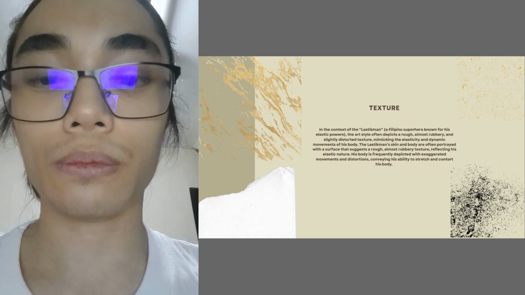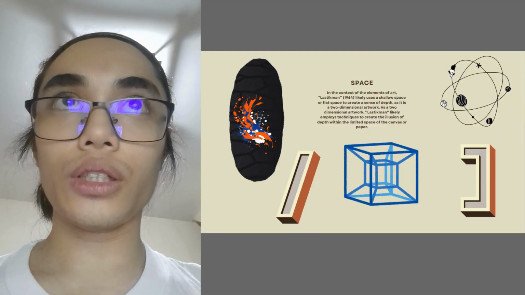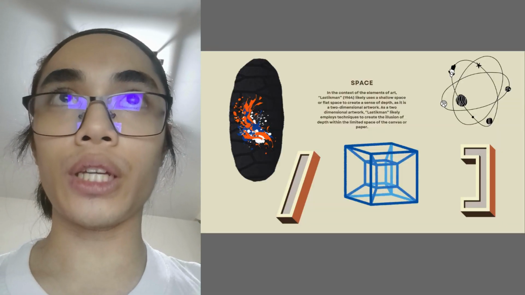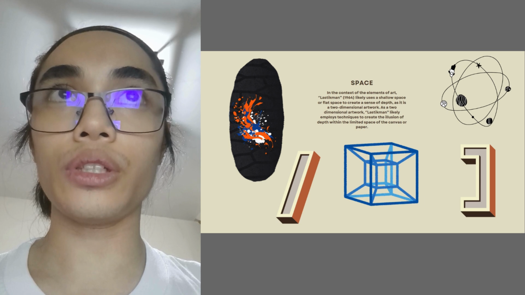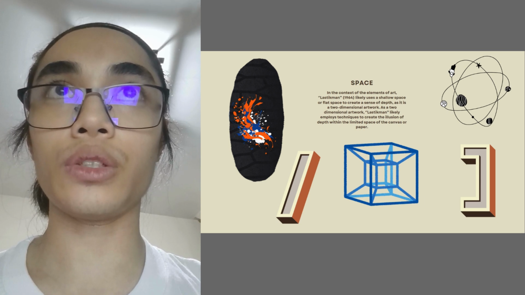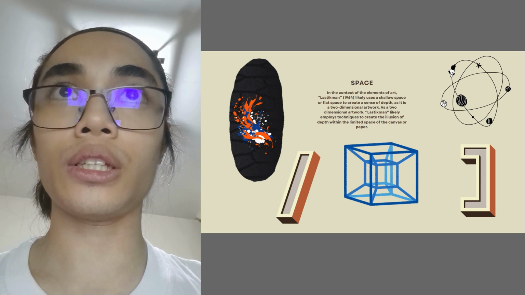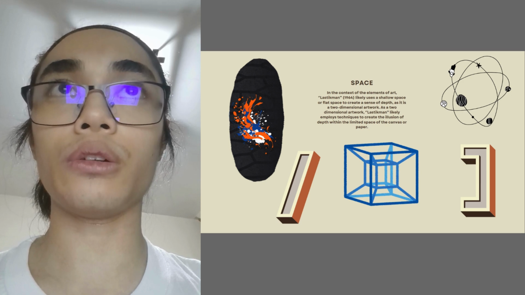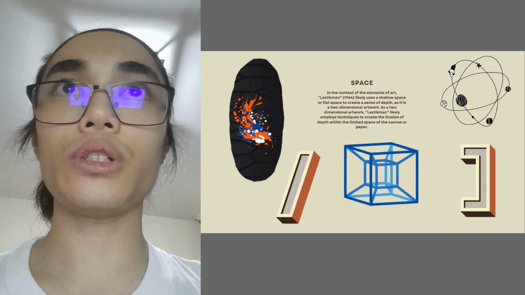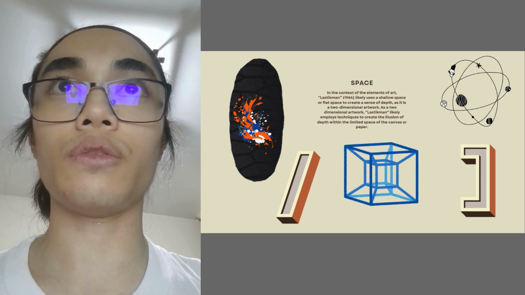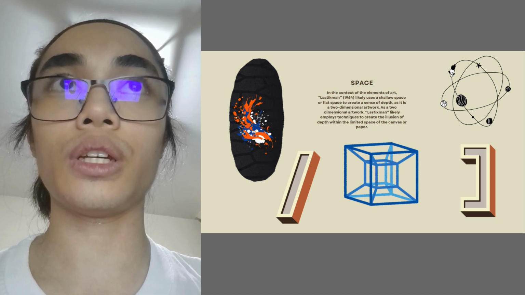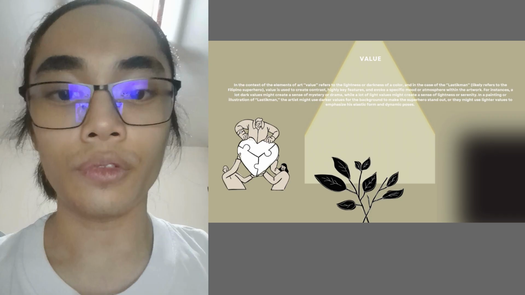Space. In the context of the elements of art, Elastic Man 1964 likely uses a shallow space or flat space to create a sense of depth, as it is a two-dimensional artwork. As a two-dimensional artwork, Elastic Man likely employs techniques to create the illusion of depth within the limited space of the canvas or paper.